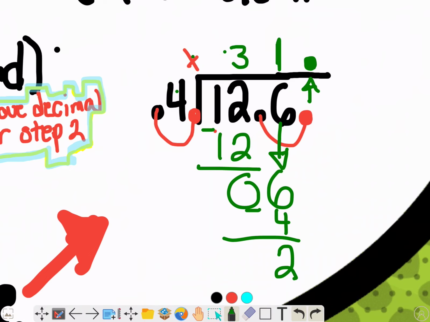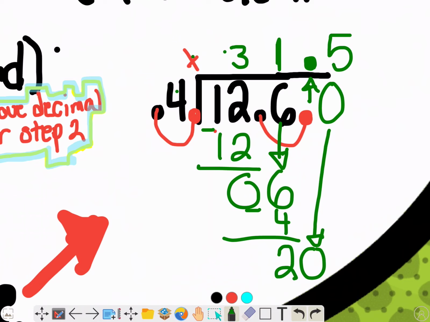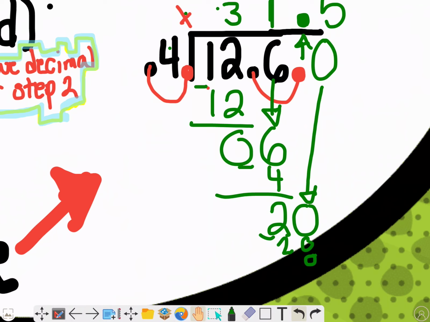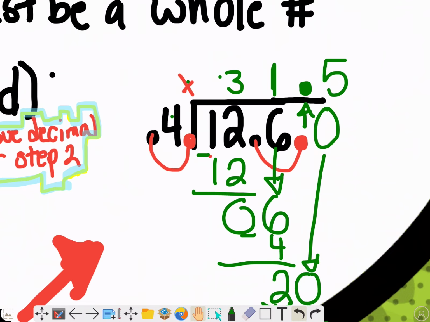Now, you can't have a remainder whenever you're dividing with decimals, so you need to add a 0. Whenever you're adding a 0, you can add as many as you need after the decimal because it's not changing the value. If you have $126 and 0 dimes or $126 plainly, it's the same value. Bring down that 0. Can 4 go into 20? Yes. How many times? 5 times. 5 times 4 is 20. I subtract. I get a 0. There's nothing left, and I am done. My final answer is 31.5.